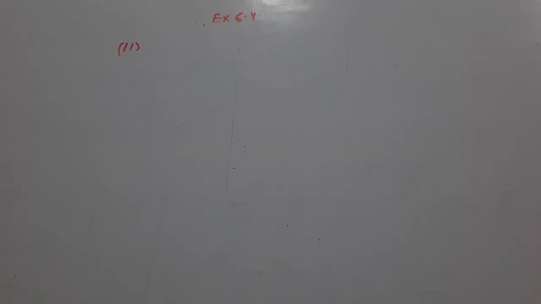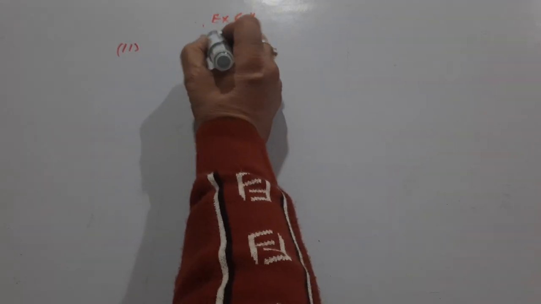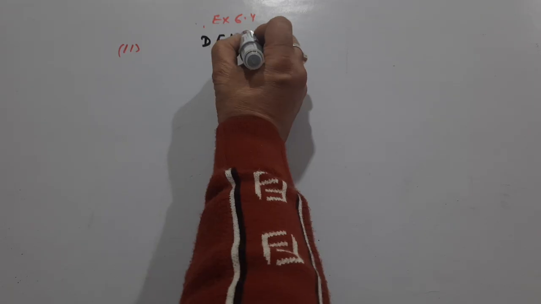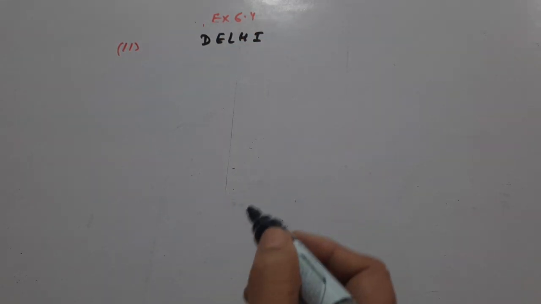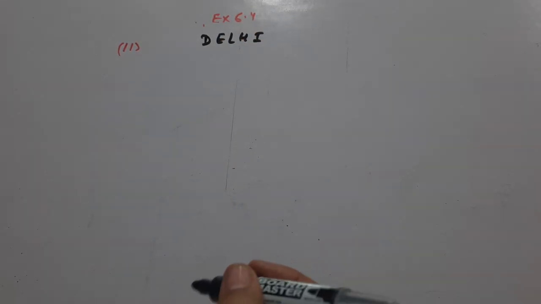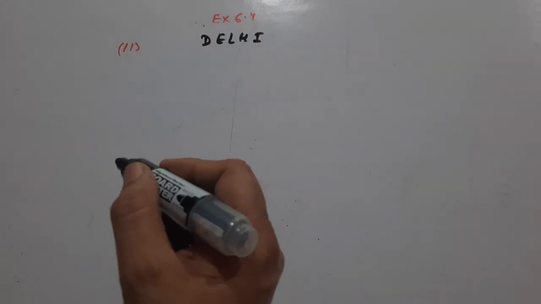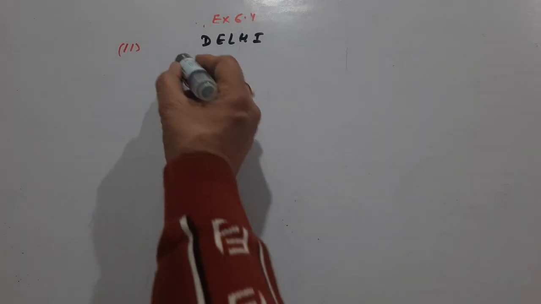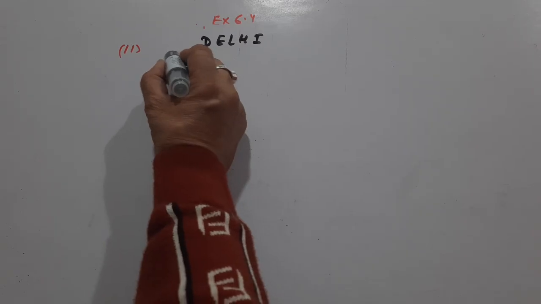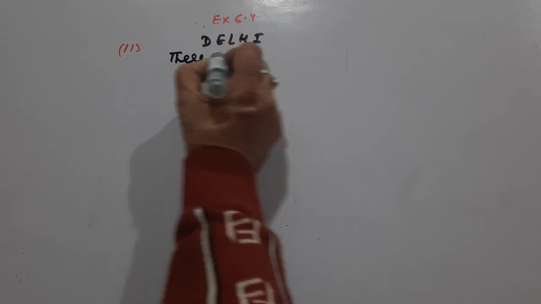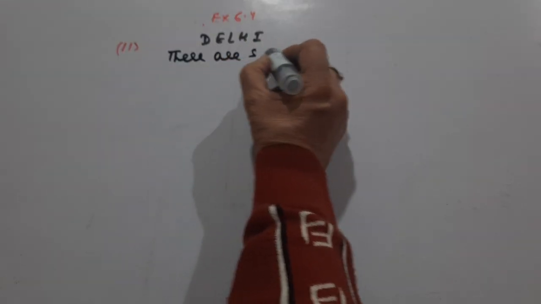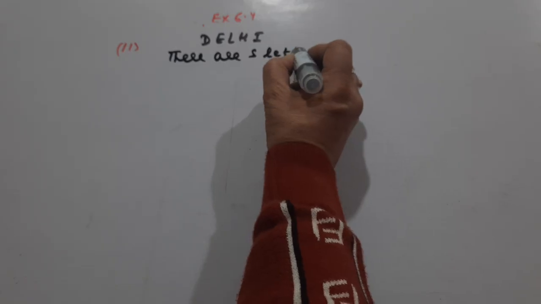Now students, sum number 11. In how many ways can the letters of the word daily be arranged so that letters E and I always occupy even places? Now students, in the word daily there are 5 letters. So I write, there are 5 letters in the word daily.